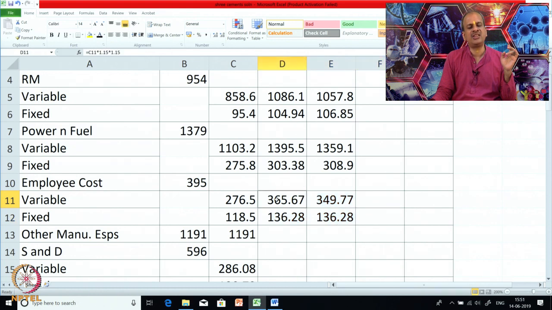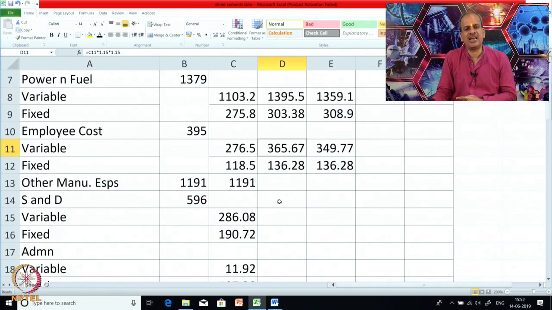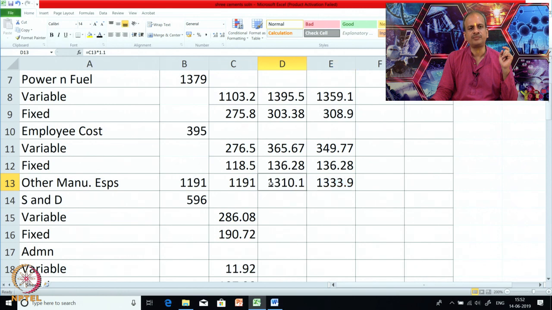But if you remember, it was given that employee cost is likely to increase by 15%. So for optimist calculation, it is into 1.15 into 1.15. For pessimist calculation, it is 1.1 into 1.15. Because it is going to increase by 15% in any case. For fixed part of the employee cost, in both the cases, it is a rise of 15%. Other manufacturing expenses, it will rise at 10% or 12%, because all other costs will rise by 10 or 12. They are fixed in nature, so no component is variable.